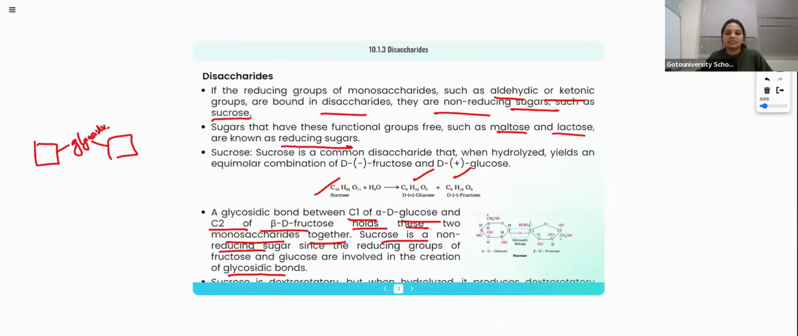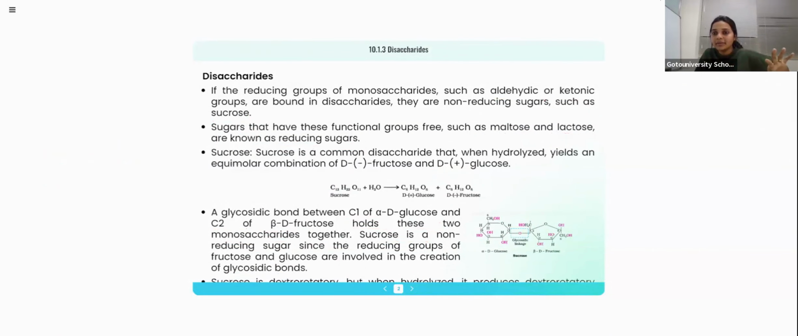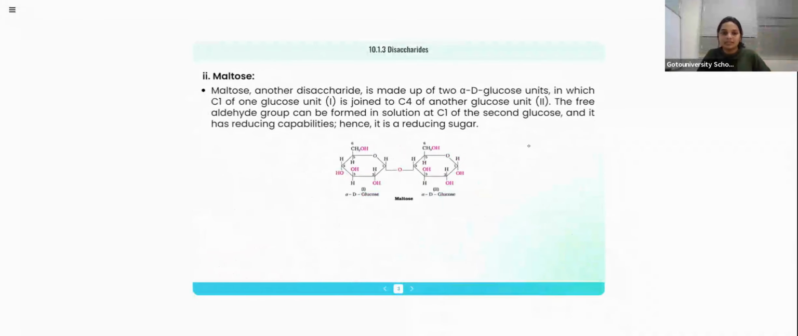Glycosidic bonds. That is the thing you can see here. Glycosidic linkage. In disaccharides, the two units are linked together by glycosidic linkage. Okay. Next one is maltose.